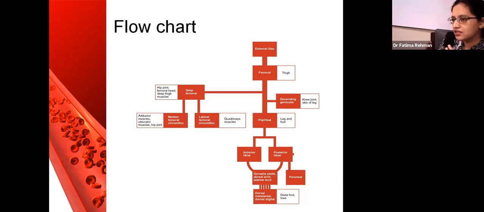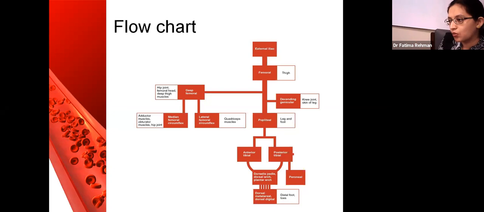Internal iliac artery is something which is related specifically to the region of the pelvis and perineum. It supplies blood to the lower abdominal viscera which are located within the distal parts of the abdominal cavity. In contrast to that, we have got the external iliac artery.